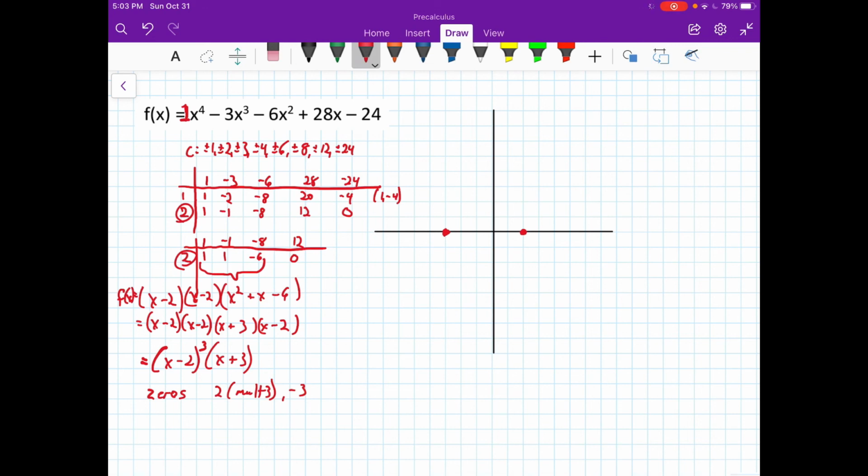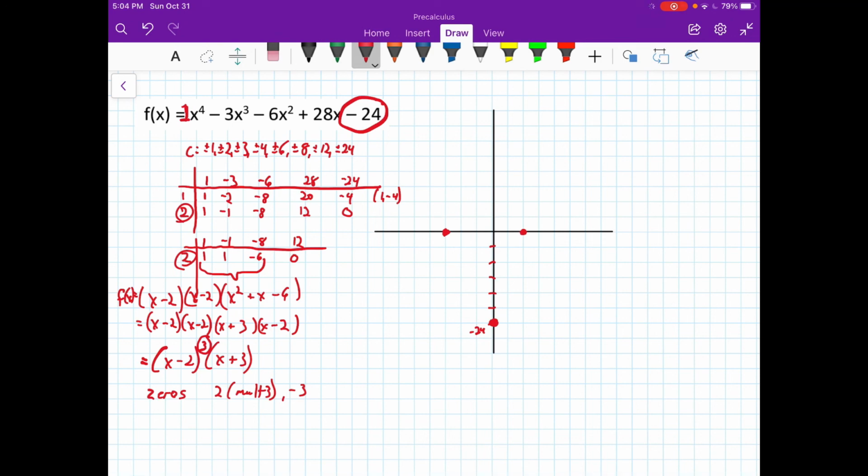Our y-intercept, I'm actually not going to graph a lot of extra points here because we do have our y-intercept, which is -24. Let's count by 4s, so 4, 8, 12, 16, 20. That's -24. That's our y-intercept. This is multiplicity 3, so it is going to cross through, but I do want to show you that it doesn't go straight through, it kind of curves a little bit there.